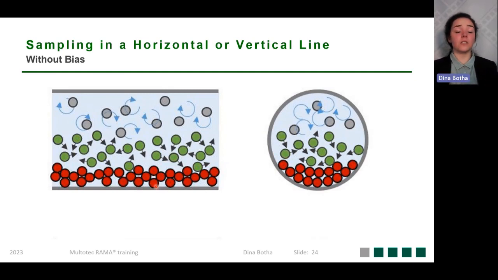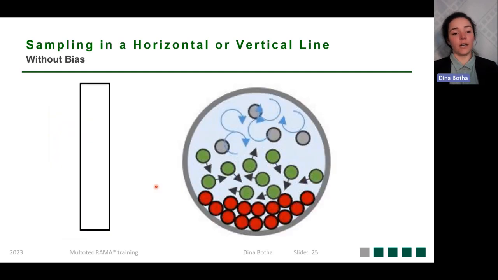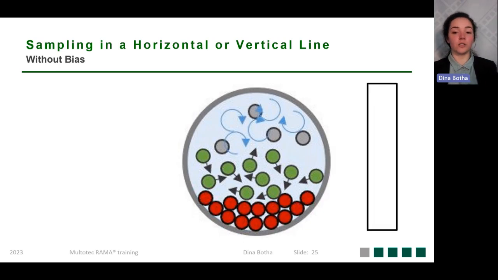It doesn't matter whether it's horizontal or vertical line sampling. If you have a cutter that crosses your whole stream, top to bottom, left to right, you will give each and every particle an equal opportunity to be sampled. Now, all that's left is frequency. We need to sample frequently enough, and that would be a metallurgical accounting sampling without any bias.